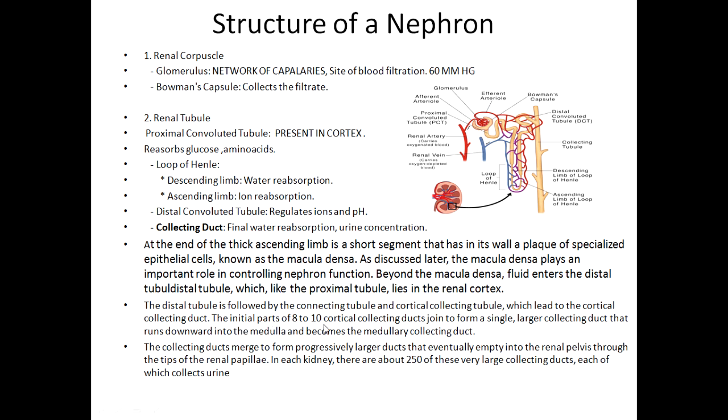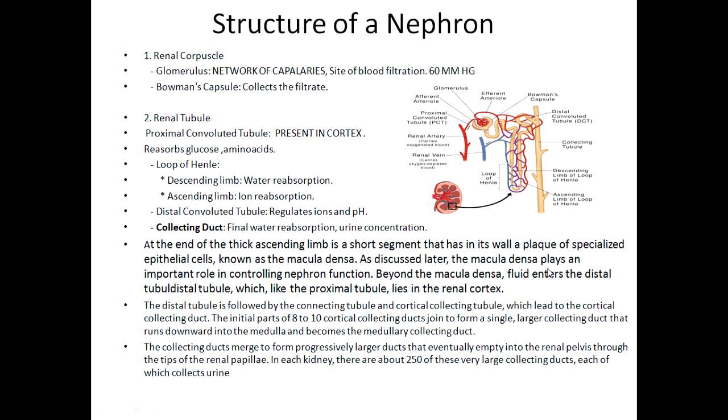The initial parts of 8 to 10 cortical collecting ducts join to form a single large collecting duct that runs downward into the medulla and becomes the medullary collecting duct. These medullary collecting ducts are around 250 in number, present in the papilla of the kidney. Each papilla of the kidney finally contains the urine.